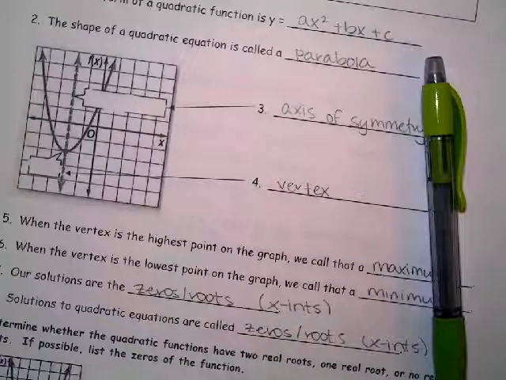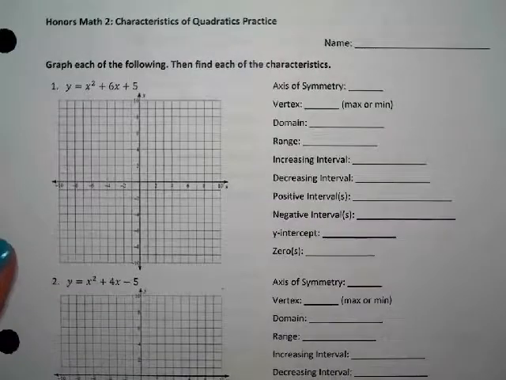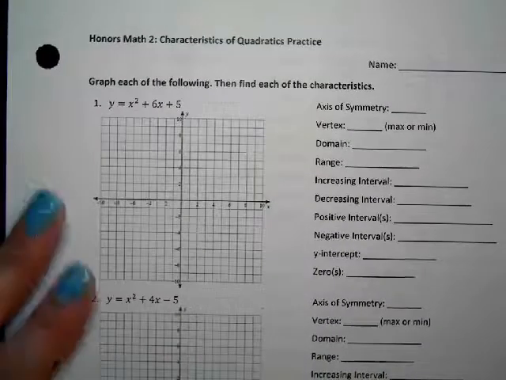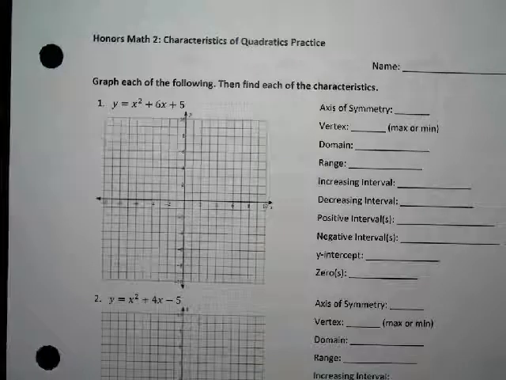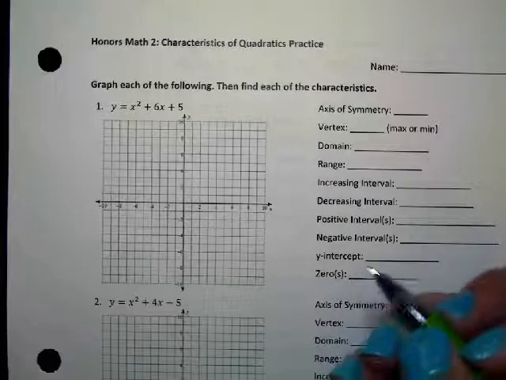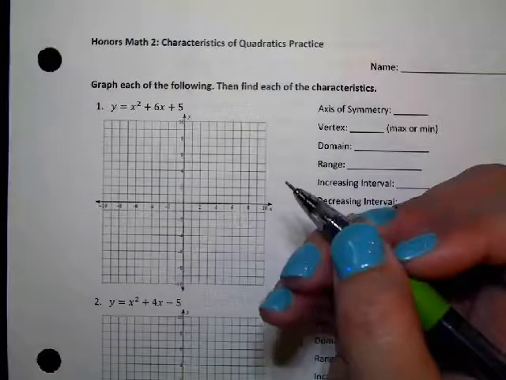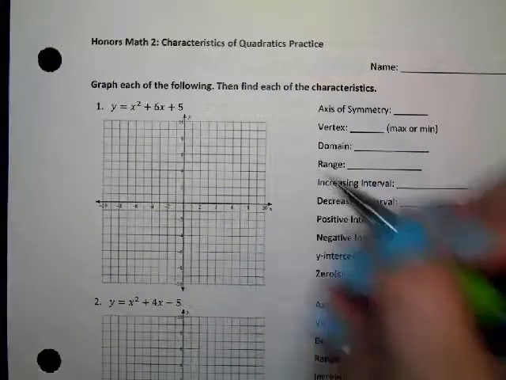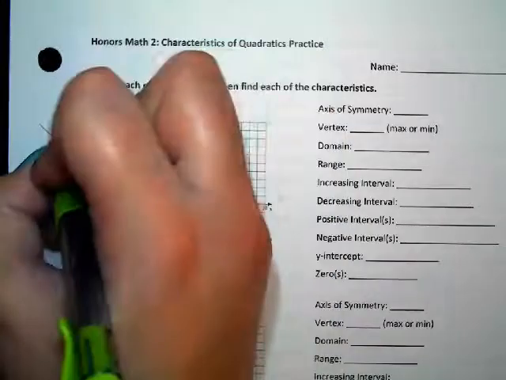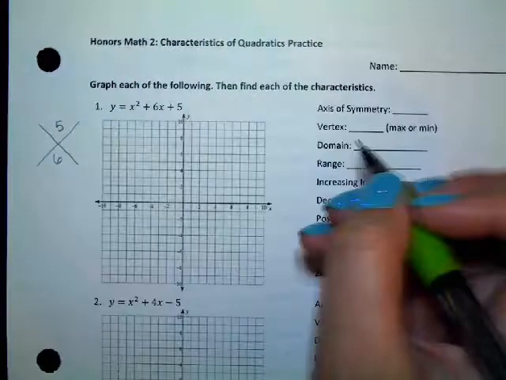All right. It has more things to find, so we're going to make sure that we understand what it's asking for, okay? Let's go ahead and get started. So what do we do first? Try and factor it. So we're going to say what multiplies to 5 but adds to 6. 5 and 1. So we have y equals x plus 5, x plus 1.